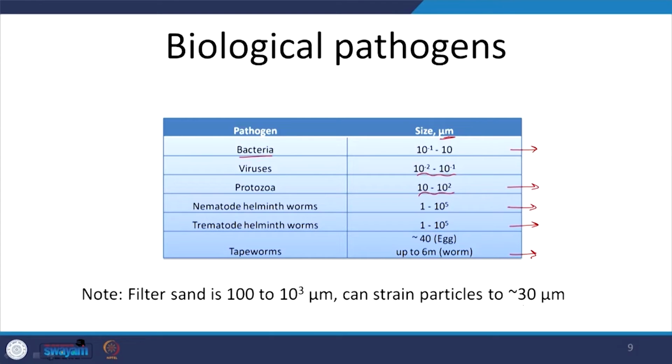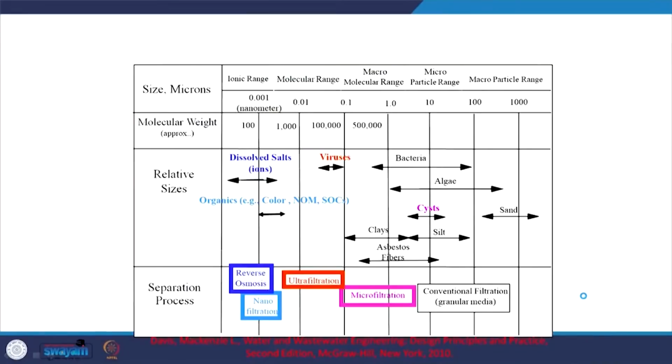Filter sand can strain particles up to 30 micrometers, and we saw that one of the greatest advancements in health was not due to a medical advancement, but due to an engineering innovation, wherein people started using sand to filter water. That itself removed considerable sections of pathogens, and then disinfection. Obviously we have this size out here, bacteria and algae. But what about these viruses?